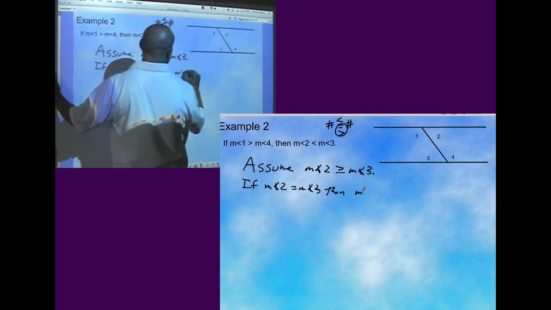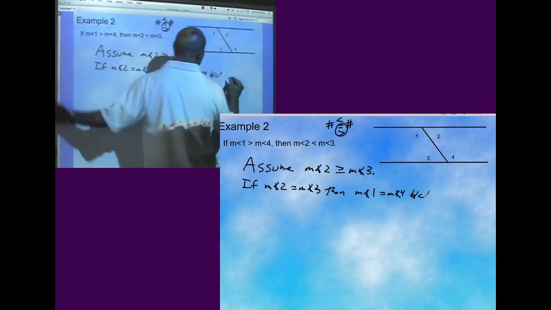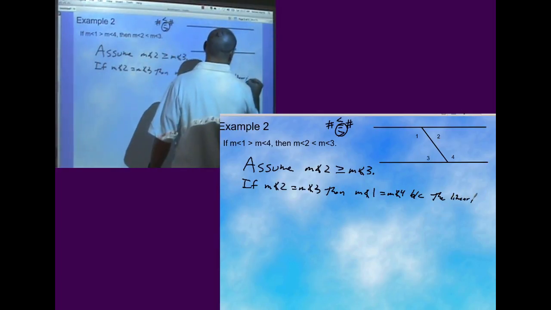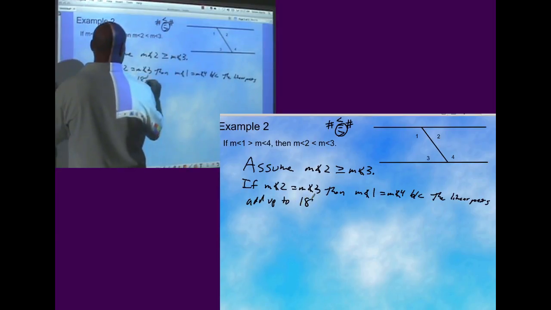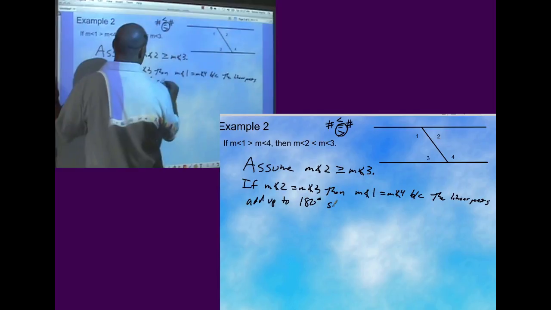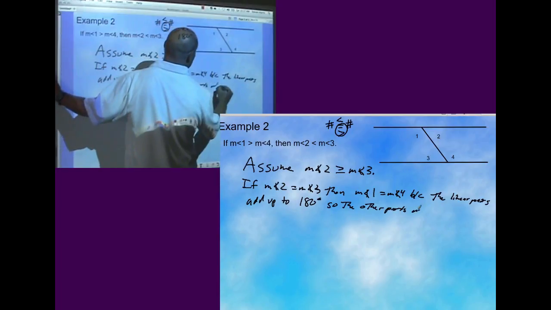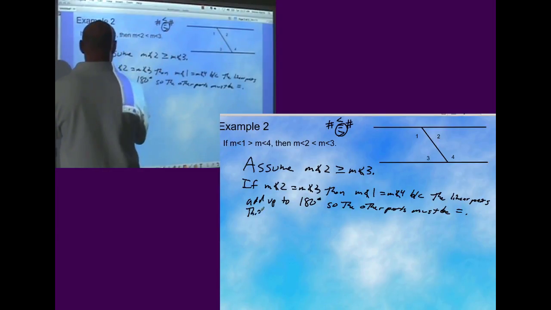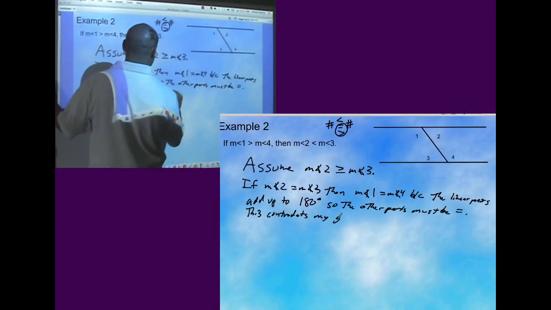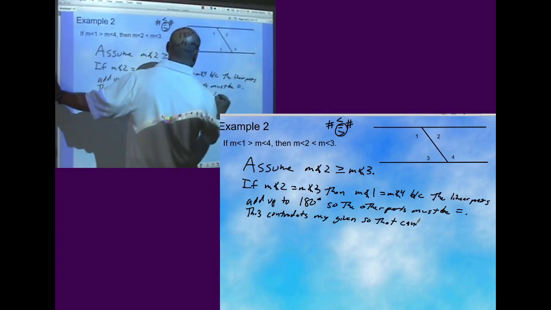then the measure of angle 1 is equal to the measure of angle 4 because the linear pairs add up to 180 degrees. So the other part must be equal. This contradicts my given. So that cannot be.